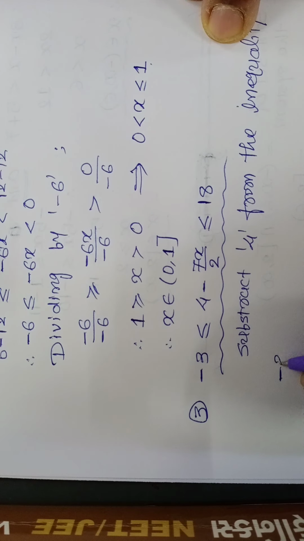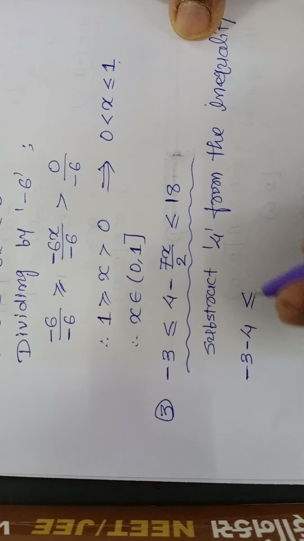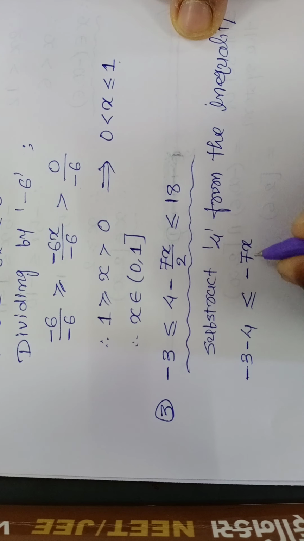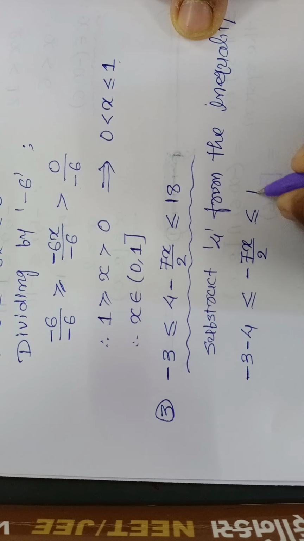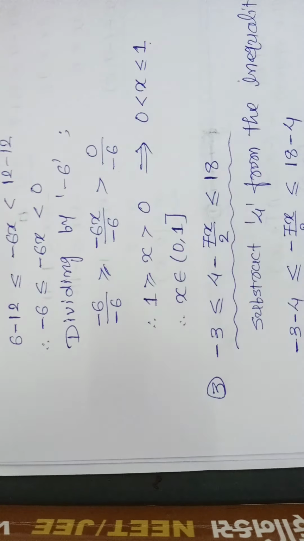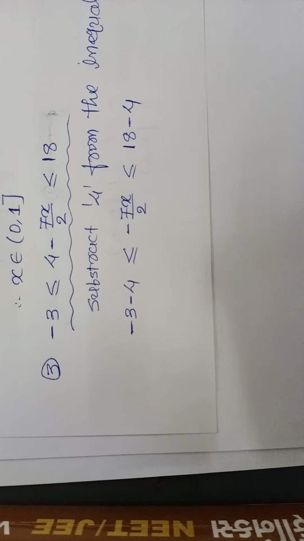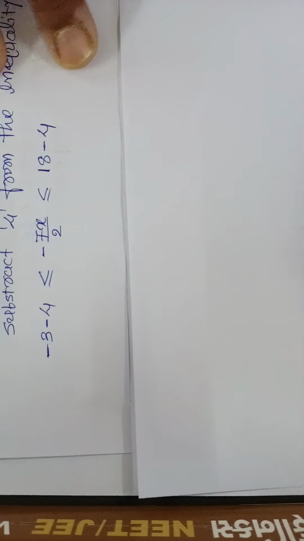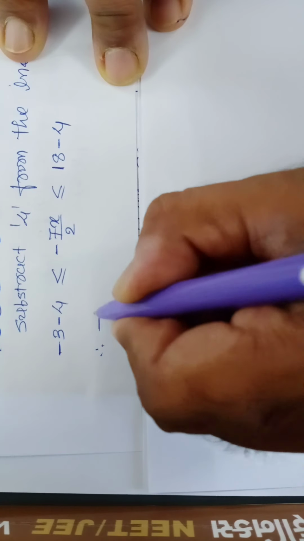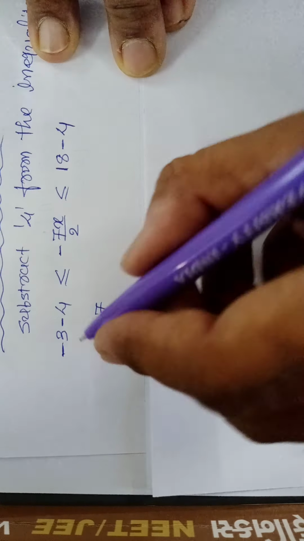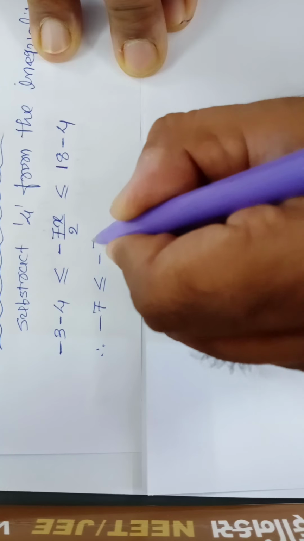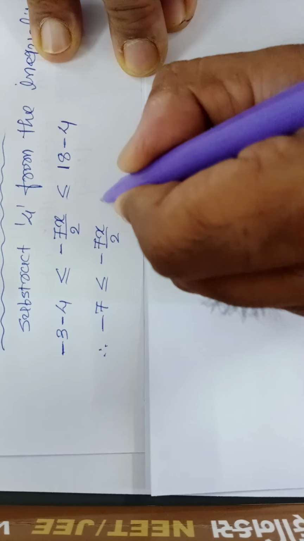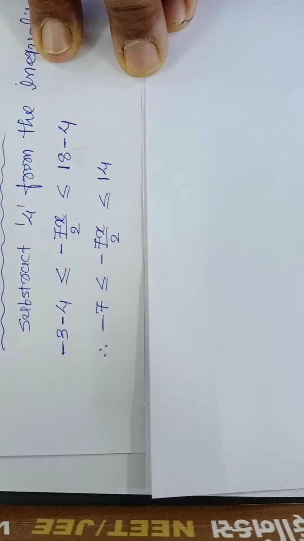I can say that here is minus 3 minus 4. Here we remove 4. Then what is the remaining term? Minus 7x by 2 less than or equal to, my friend, 18 minus 4. Very easy thing. Now nothing to do. Let us solve it once again. So therefore this is minus 7 less than or equal to minus 7x by 2 and less than or equal to 14.